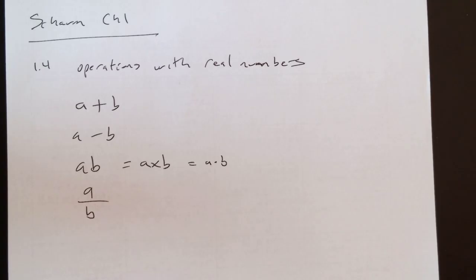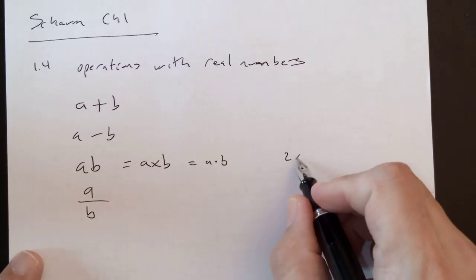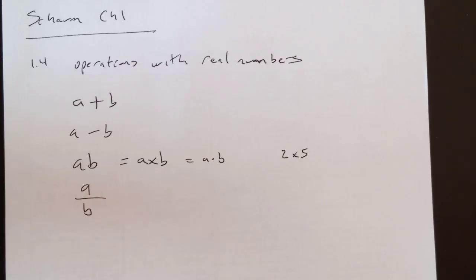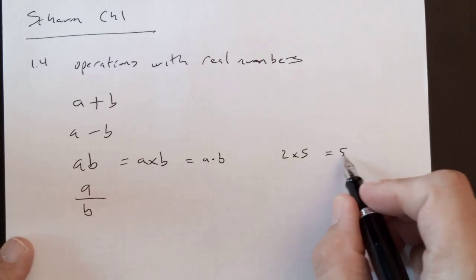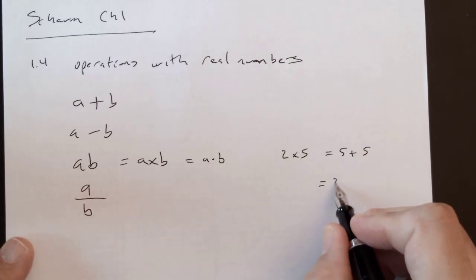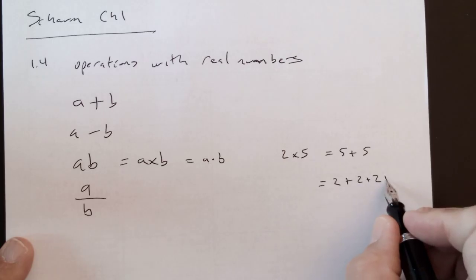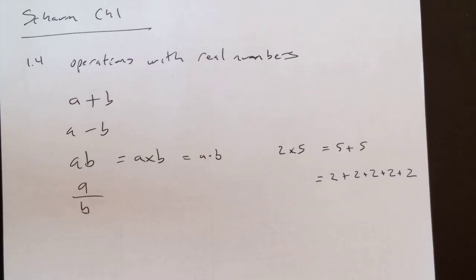But multiplication is repeated adding. That's all you're doing when you multiply, right? If I write 2 times 5, I have to put a symbol between those, otherwise it looks like 25, right? I can either think of adding 5 twice, or I can think of adding 2 5 times. Piece of cake.